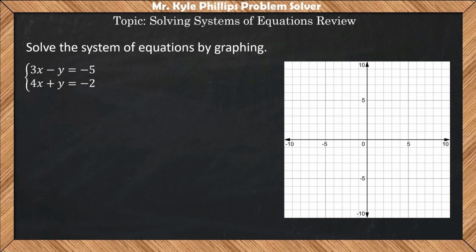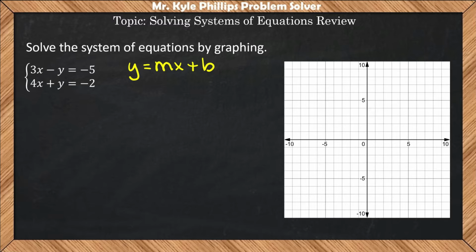Hey everybody, so in this video, we're going to be talking about solving systems of equations. And this particular method we're going to be using is graphing. So when you're graphing a system of equations, what you want to do is to set each equation in terms of y equals mx plus b. So this is the goal here, y equals mx plus b, because this is how we graph a line.